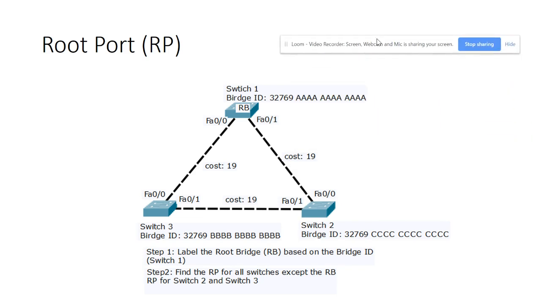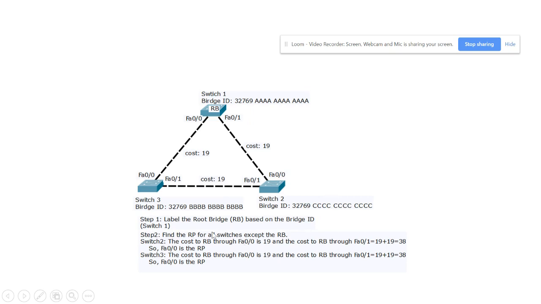We need to calculate the cost to go to the root bridge from each switch, and the cost of the links should be given in the problem. In this example, we have a cost of 19 on all three links. Now, let's calculate the cost to go to switch 1 from switch 2. If you look at all possible paths, there is one path that goes directly to switch 1 and the cost is 19. There is another path that goes through switch 3, so the cost will be 19 on this link plus 19 on this link, which gives you 38 on the second path.